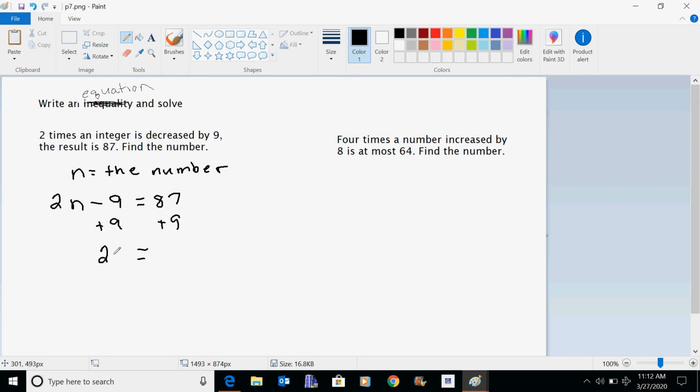So I've got 2n over here, 96, and when you divide both sides by 2, n equals 96 divided by 2, which is 48. So then your answer would be the number is 48.